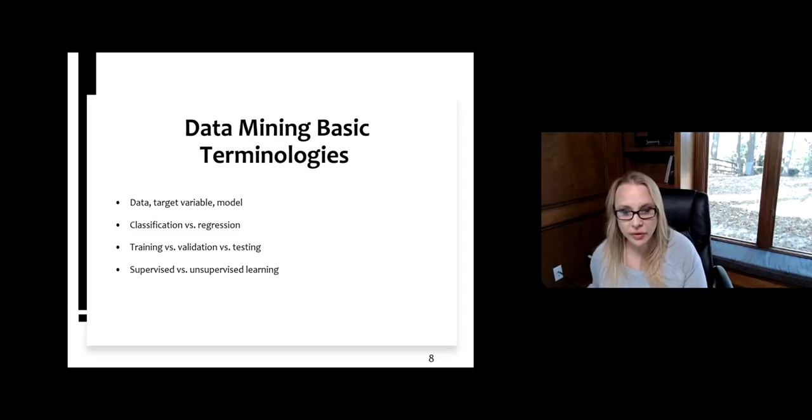And then you have two forms of data mining techniques. We have supervised and unsupervised learning. In this class, we will be looking at both of them, and primarily we will be focusing with supervised learning.